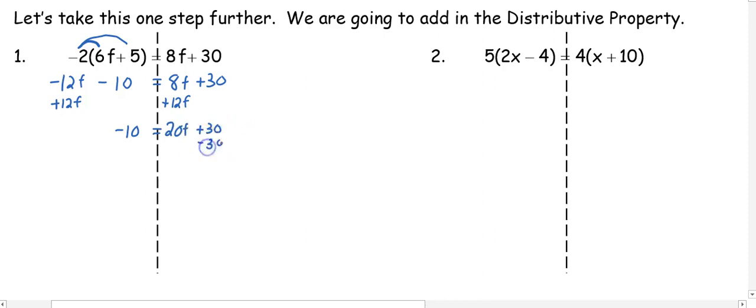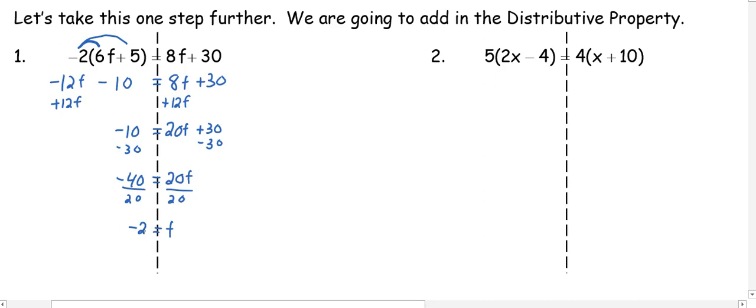Then we can subtract 30 from both sides. So now we have the constant on one side and the variable on the other. So our last step is going to be to divide by the coefficient, which is 20. And we divide by 20 on both sides. We get f equals -2.